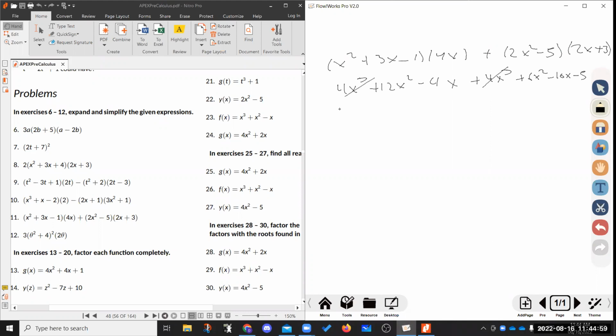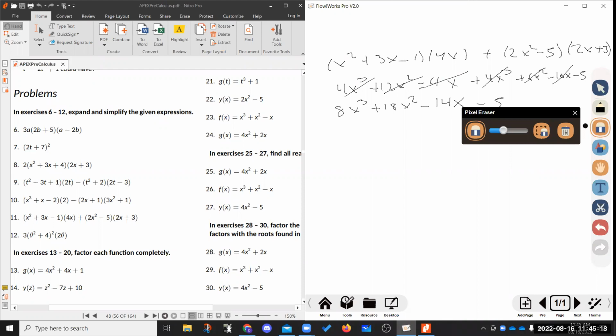4 and 4 make 8. 12 and 6 make 18. Negative 4 and negative 10 make negative 14. Minus 5.